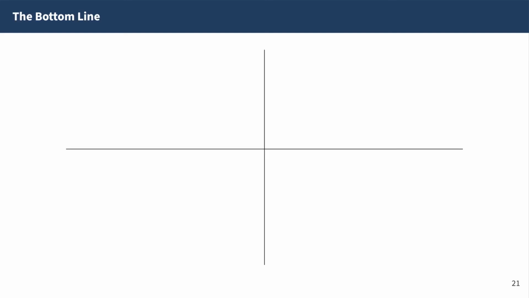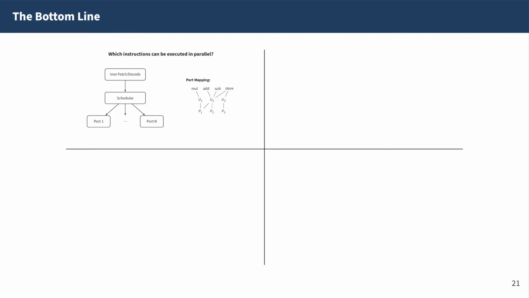So what should you take away from this talk? Port mappings play an important role for understanding and improving the performance of a program on a given processor. By assuming that a processor executes instructions according to some port mapping, we can use an evolutionary algorithm to find concise models that capture which instructions a processor can execute in parallel.